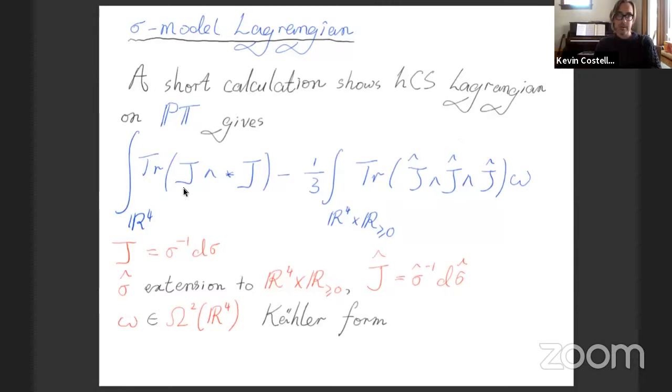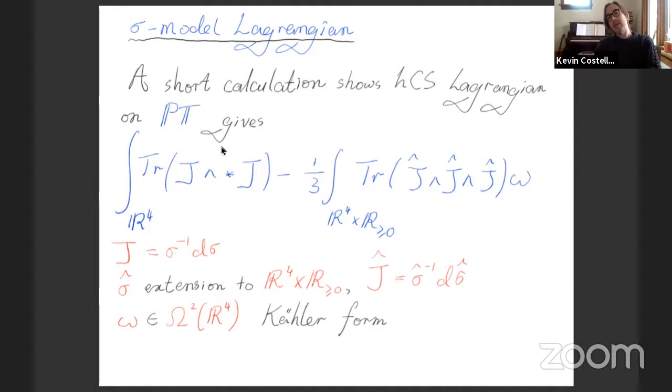So here J is the current for the sigma model, so it's sigma inverse d sigma. The first term is just the standard kinetic term associated to the invariant metric on G. And the second term is a little bit funny. It's a Wess-Zumino term, but it's a Wess-Zumino term in 4 dimensions, where I integrate over a 5-dimensional space of the trace of the cube of the current times the Kähler form.